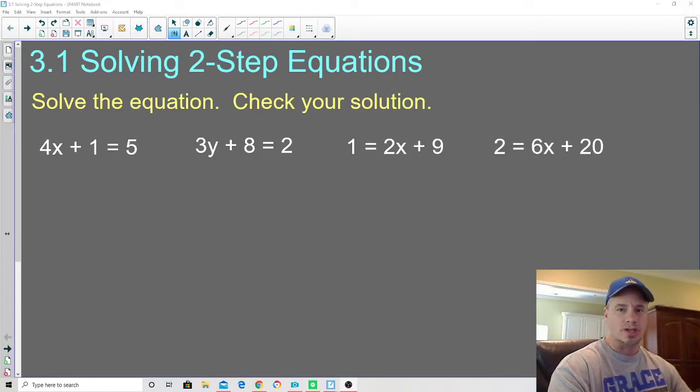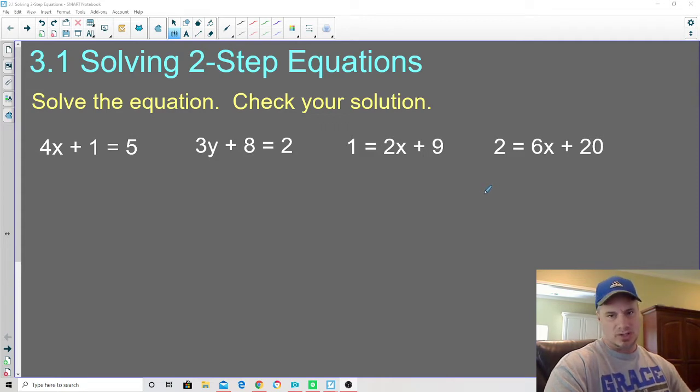Today we're looking at two-step equations. We're just going to put together the two things we learned last time: how to solve by addition and subtraction, and how to solve by multiplication and division. We're going to put those two things together in one equation. So today most of the problems we have will have two steps instead of one, and that's okay. We know how to do both of those.